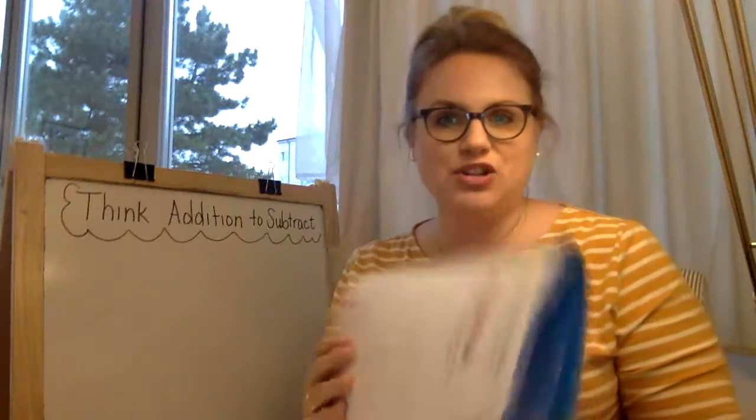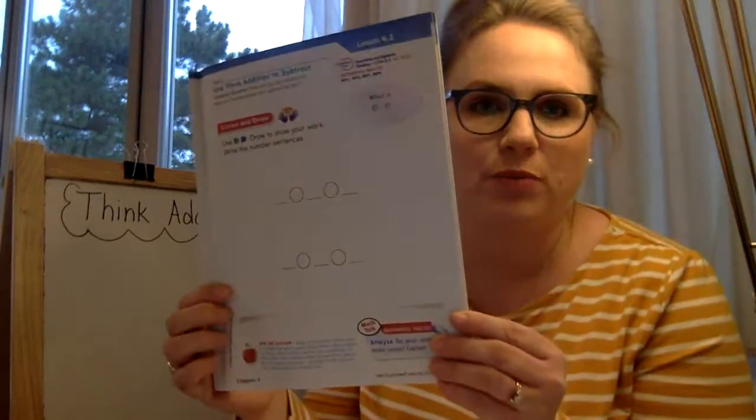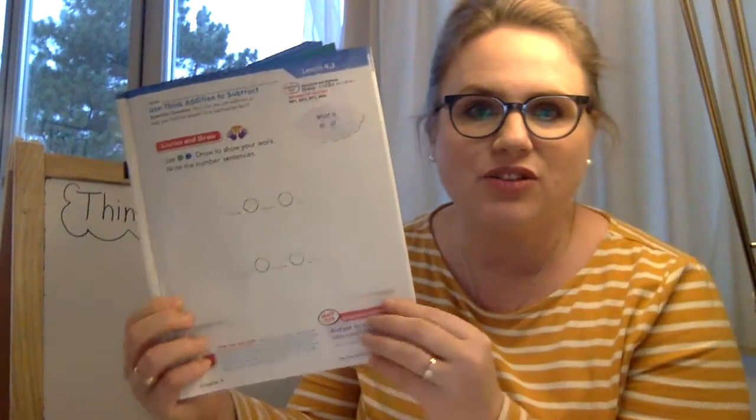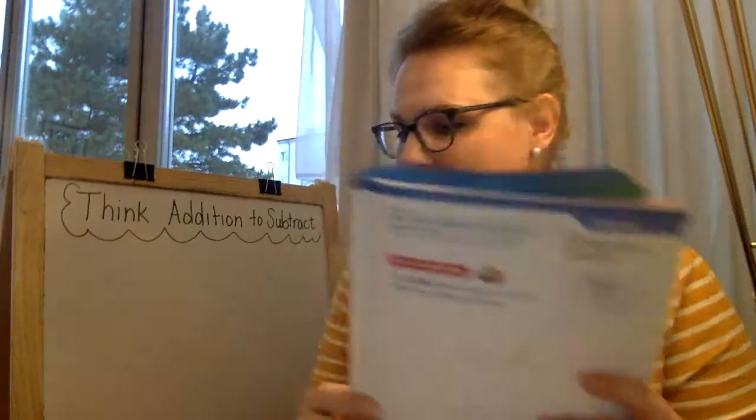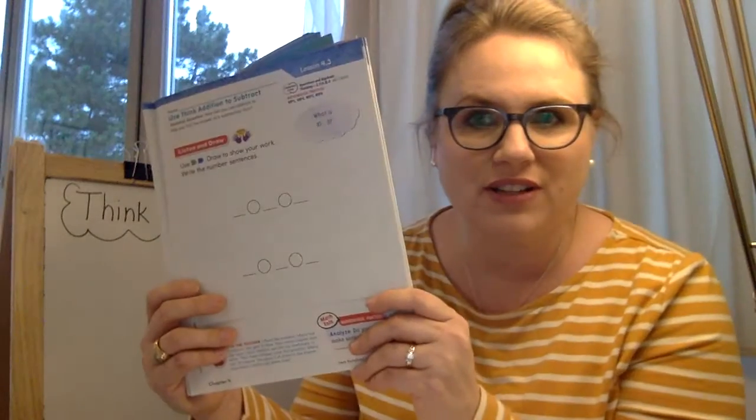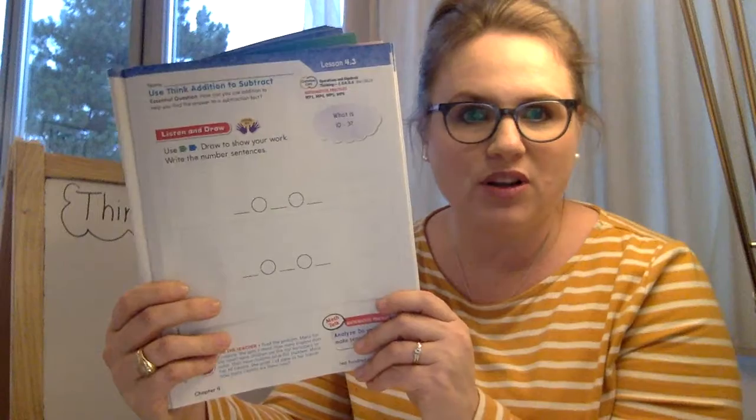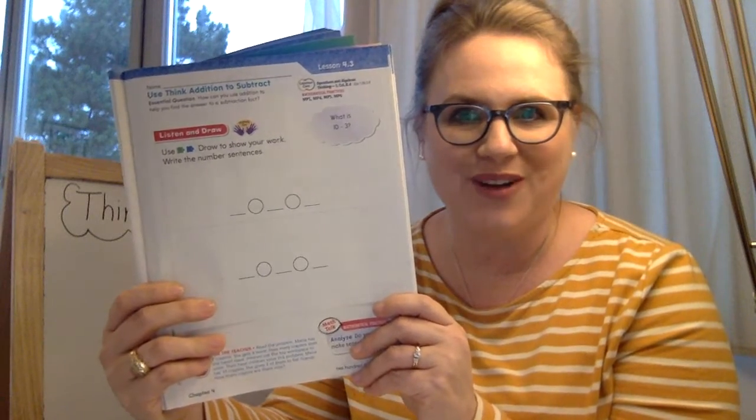If you look at page 223 in your workbook, there's a workspace here. So I'm going to read a story to you, and I'm going to model it with the Unifix cubes, and you can follow along and fill in as we go. All right, you ready?